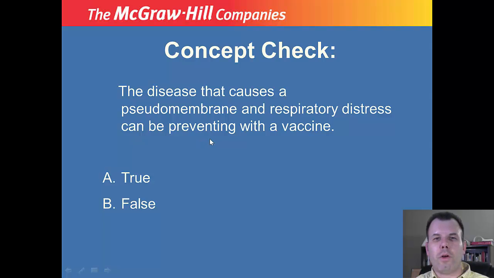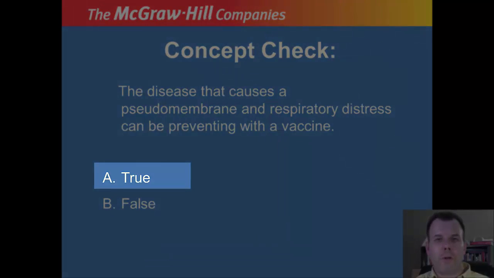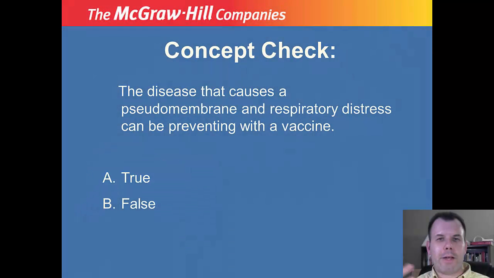Okay. All right, so a disease that causes a pseudomembrane and respiratory distress can be prevented with a vaccine. Is that true or false? So what are we talking about here? We're talking about the disease diphtheria, and is there a vaccine for diphtheria? If you said true, you'd be correct. So I already said the DTaP vaccine, diphtheria, tetanus, and pertussis. The diphtheria is part of that trivalent vaccine, and that would be true.